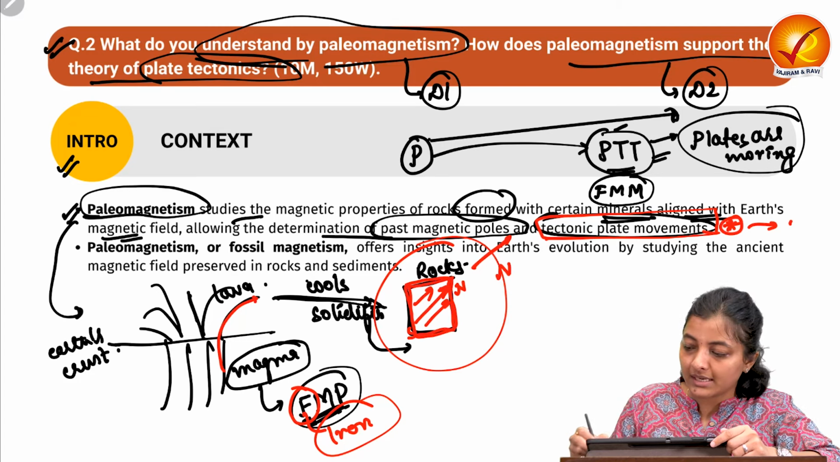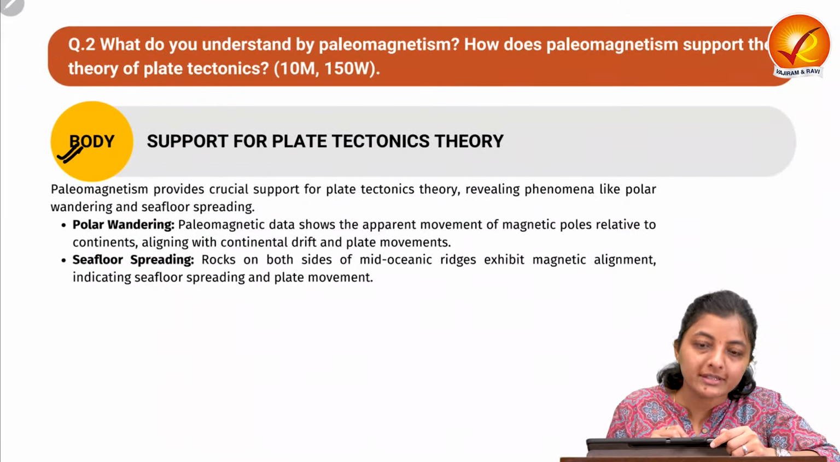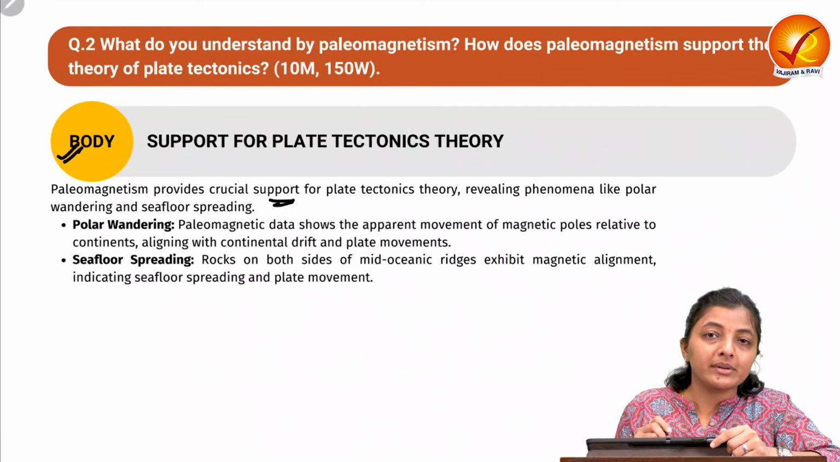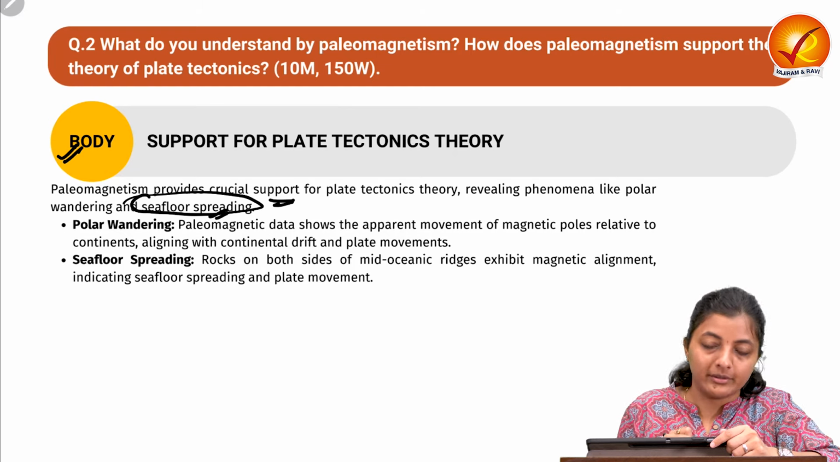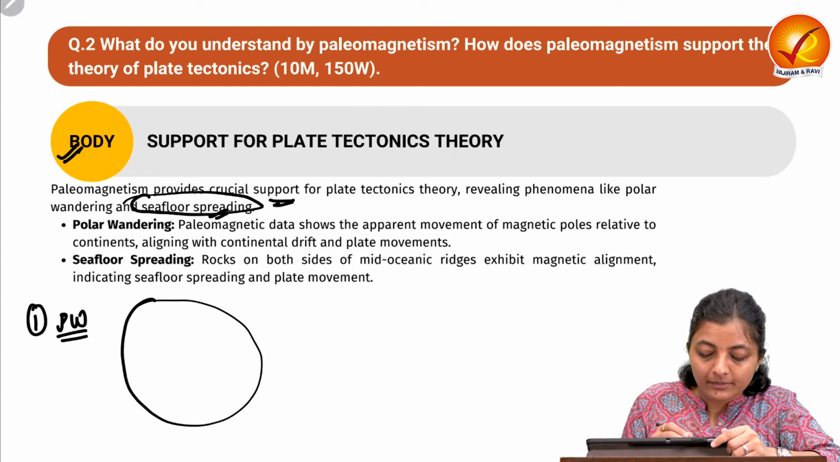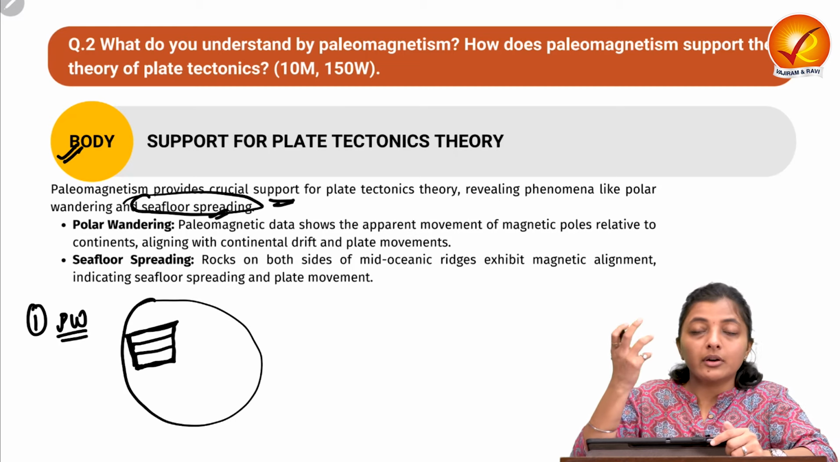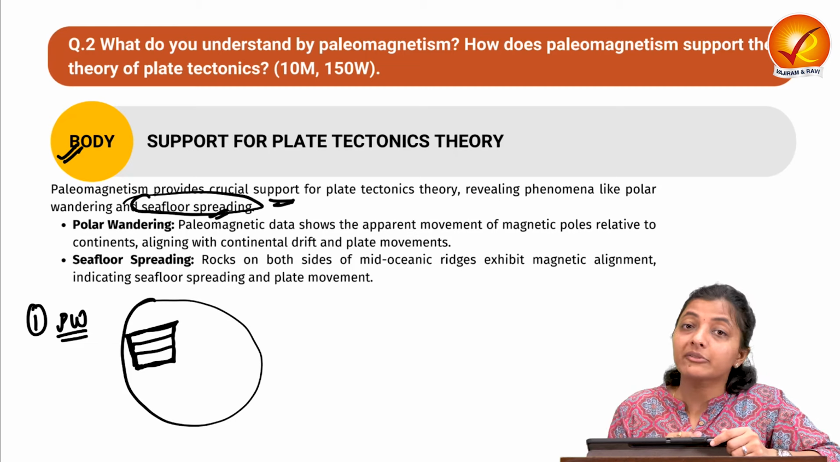Okay, starting with the body part, this is how paleomagnetism supports plate tectonics theory. It supports plate tectonics theory by revealing phenomena like polar wandering, and also solidifies the concept of the seafloor spreading theory. So let's understand polar wandering. Now let's suppose this is Earth and there are different layers of rocks. These rocks have come out from the magma onto the surface of Earth and solidified into rocks at different times.